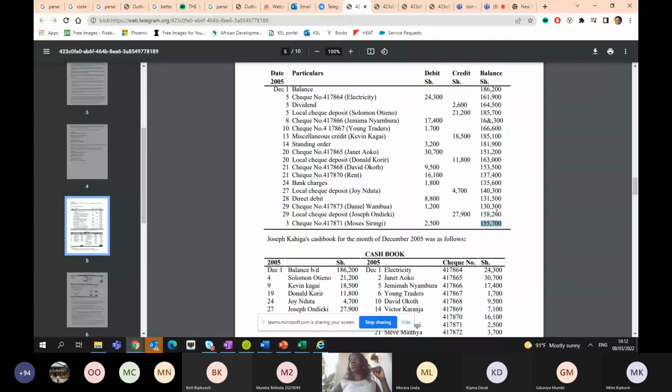Think of it as your normal bank statement, then that last number will always be your bank statement. Then if you start with the cash book and you end up at that number, then you'll know you're right, or your workings are correct. Okay, I hope that answers your question.